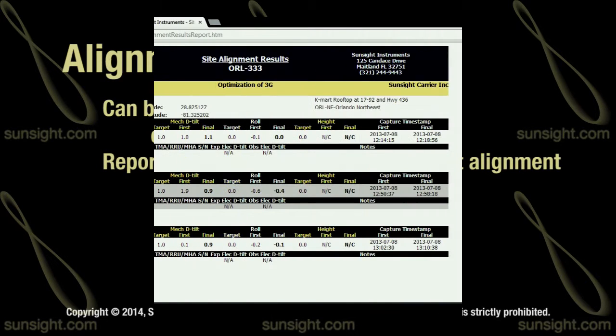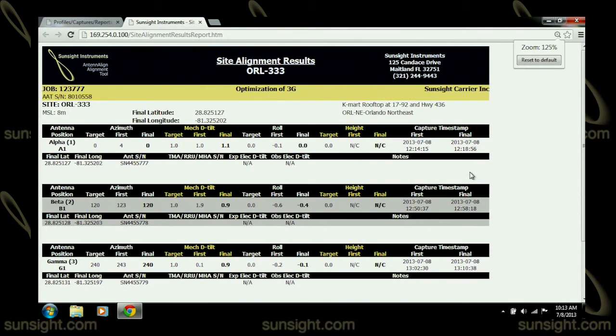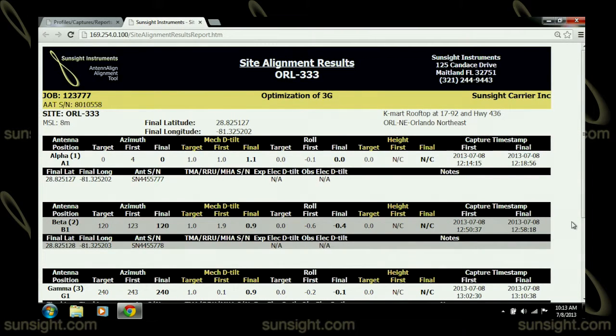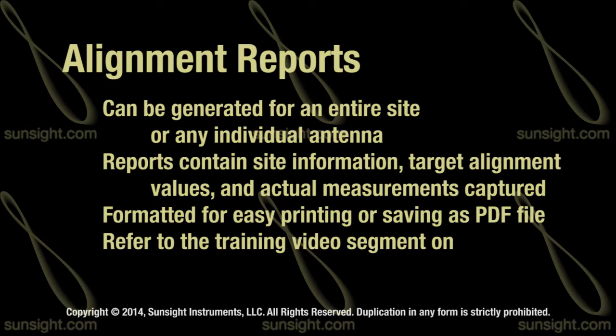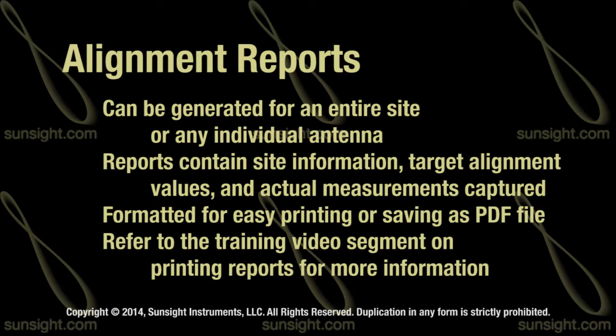The AAT can produce alignment reports for an entire site or for an individual antenna. The reports contain the site information, the target alignment values, and the actual measurements captured. The reports are formatted to allow easy printing or saving as PDF files. Refer to the detailed training video segment on making reports for more information.